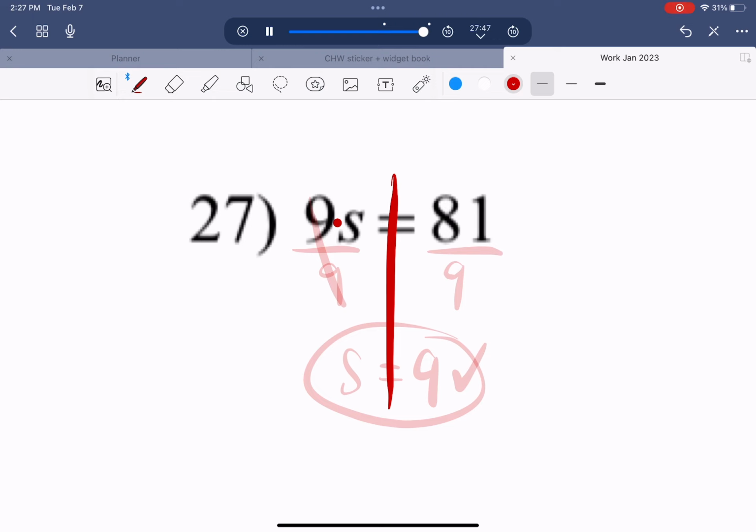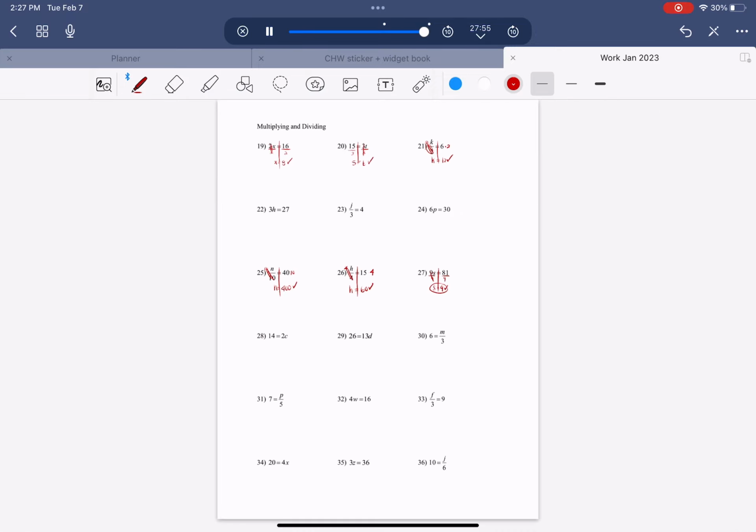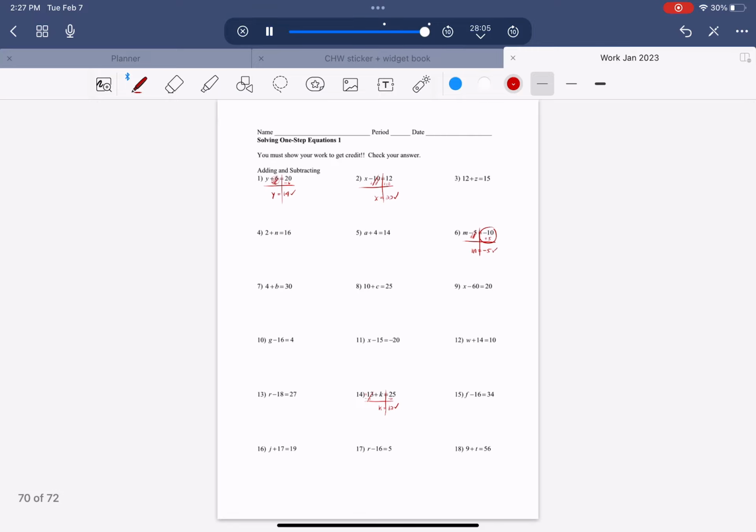And in this last one, 9s, that means they're multiplying. When they're next to each other, they're multiplying. So the opposite is to divide by 9. And I get s equals 9. And then we're done. So finish the worksheet, turn it in, and then you have problems like this on ALEKS, problems like this on ALEKS, and problems like this on ALEKS to do.